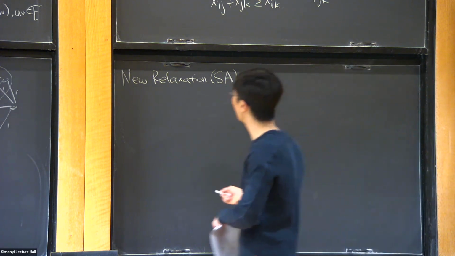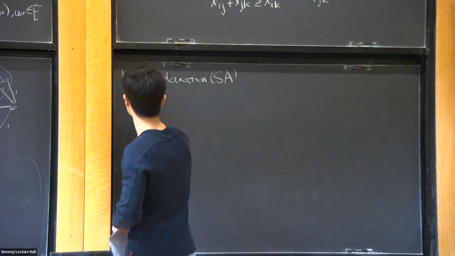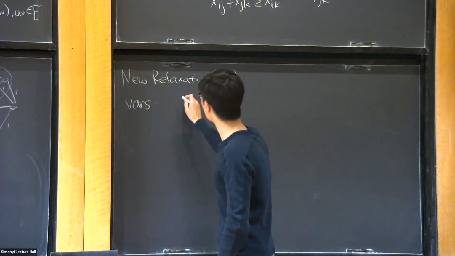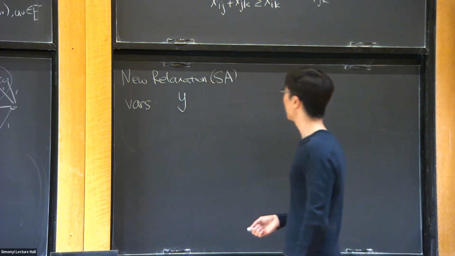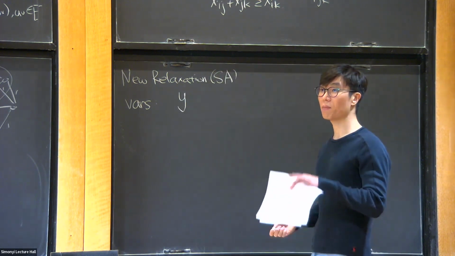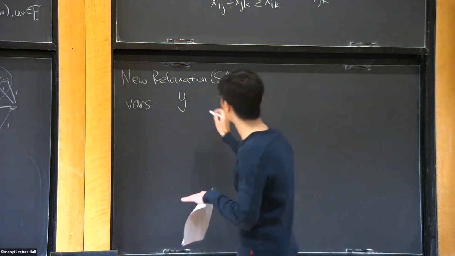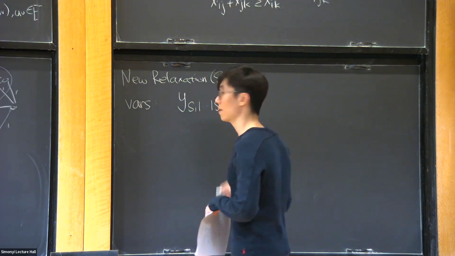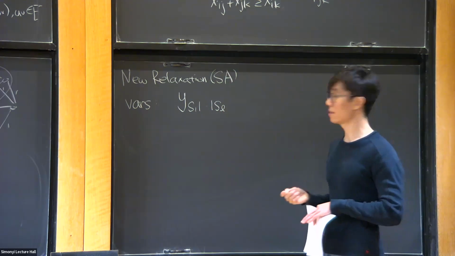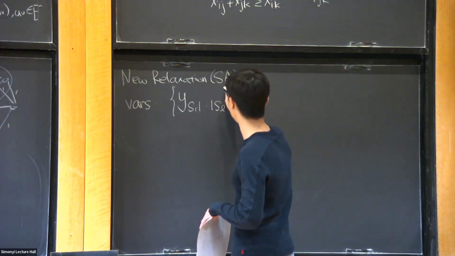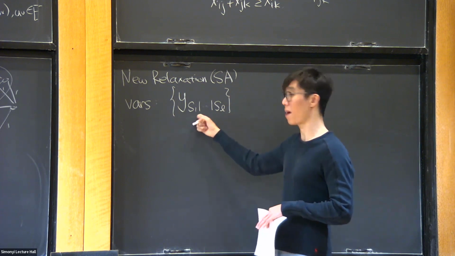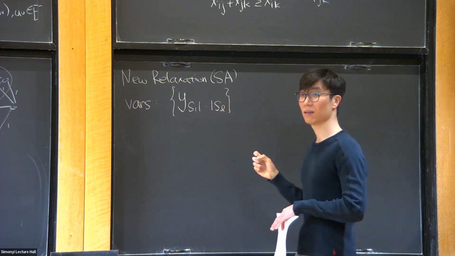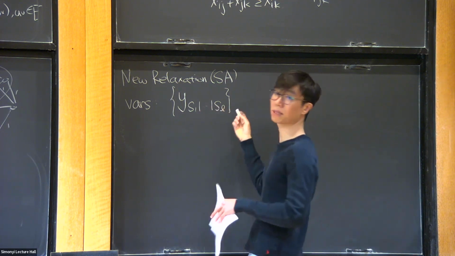Okay, so let me just tell you what my variables are. I'm going to make a variable for each collection of sets. Suppose that S1 through SL is one collection of sets. Then I'm going to make a variable called y sub S1 bar, S2 bar, dot dot dot, S_L bar for that collection of L sets.